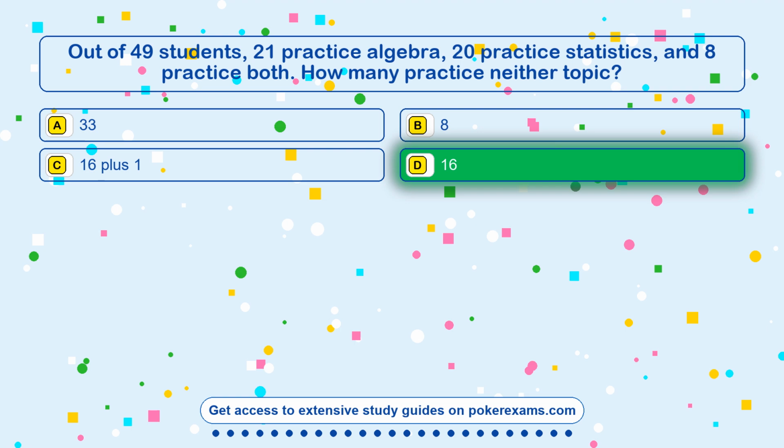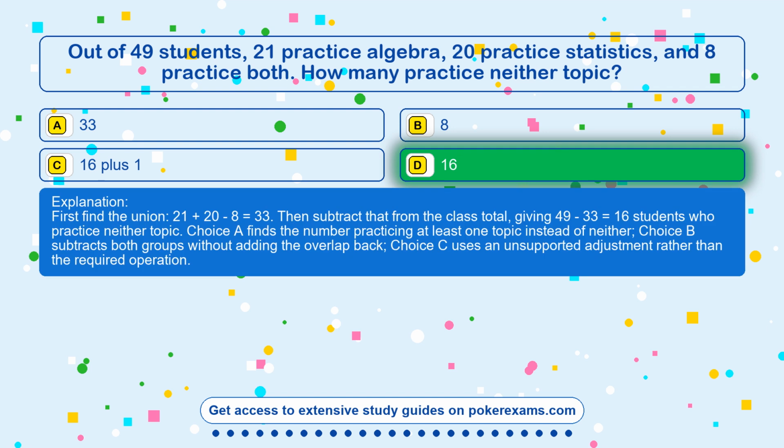The correct answer is option D, 16. First find the union, 21 plus 20 minus 8 equals 33. Then subtract that from the class total, giving 49 minus 33 equals 16 students who practice neither topic. Choice A finds the number practicing at least one topic instead of neither, choice B subtracts both groups without adding the overlap back, choice C uses an unsupported adjustment rather than the required operation.